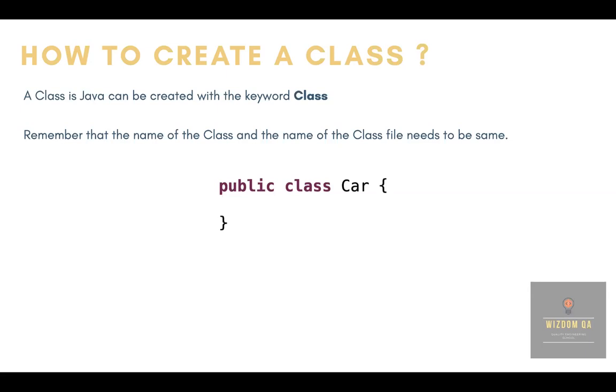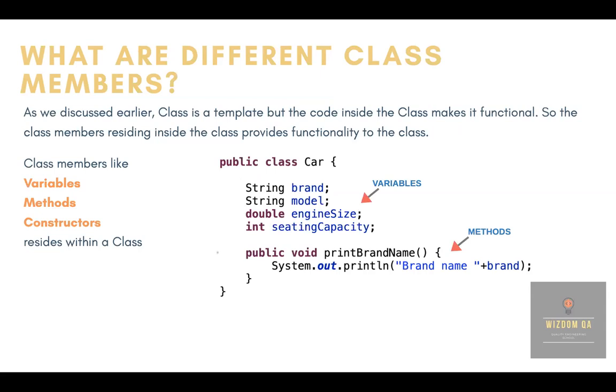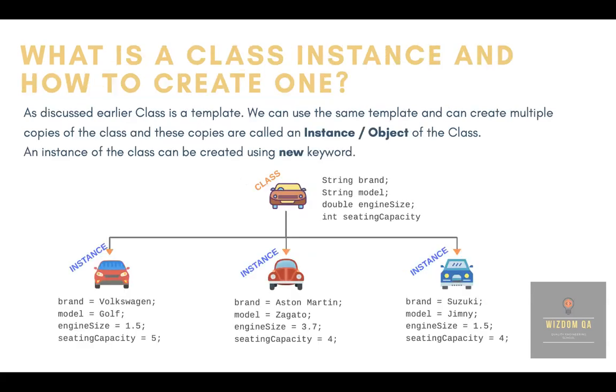Okay. Let's move on. What are the different class members we have seen? We have seen variables. We have seen methods so far. There is another type of class member called a constructor. I'll talk about them later on. That is what the class members are. They all stay within the class. Now, what is a class instance and how do you create one?